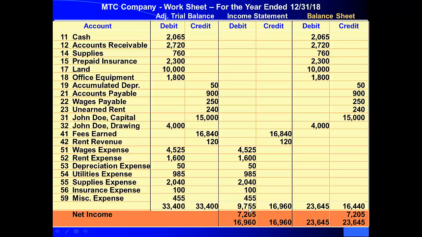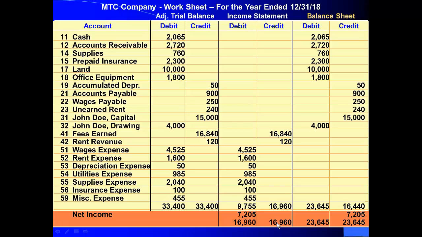So for the income statement, the 97.55 is smaller than the 16,960. We'll write the 72.05 below it. In the balance sheet, the 16,440 is smaller than the 23,645. We're going to write the 72.05 difference below it. Then we're going to recompute my two totals again. We're going to take the income statement. We've got 97.55 plus 72.05 gives me 16,960.